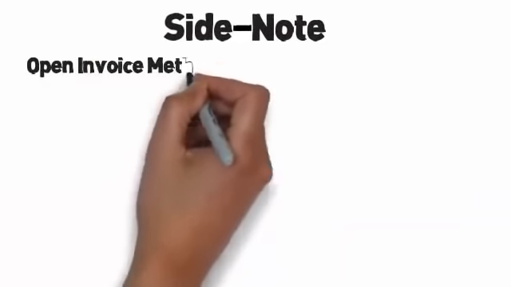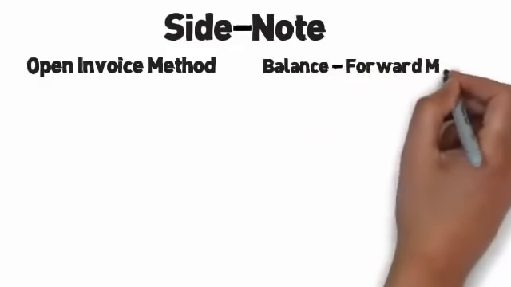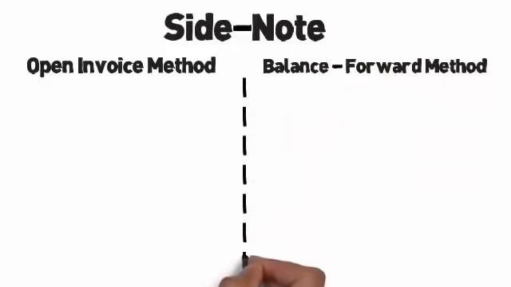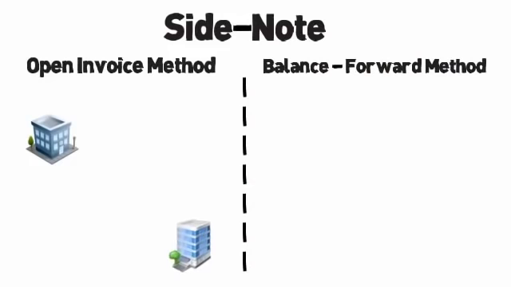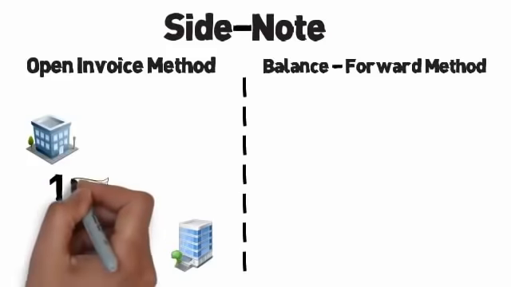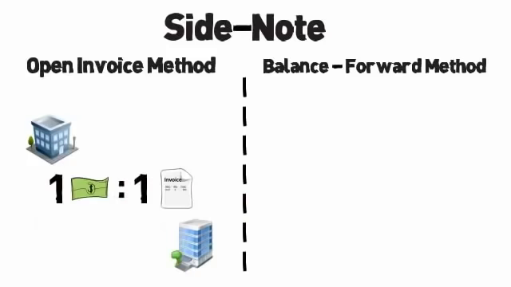A quick side note, there are two ways companies can bill customers. They can use either an open invoice method or a balance forward method. Using the open invoice method, Company A sends an invoice to Company B. Company B processes the invoice and sends Company A their payment. So it's a one payment to one invoice method.